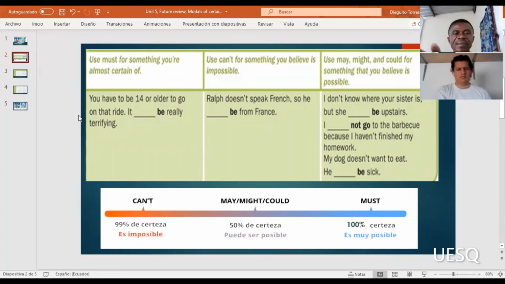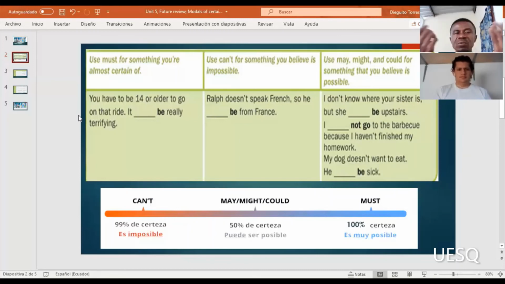We can also use modal verbs to talk about something you believe is impossible, or something you believe is very possible. So you can use any of them: could, might, may, should, would, or can. Some of them are very certain, others you are not very sure. If you use may, might, could, you are 50% sure, 60% sure. If you use can, you are 99% sure, almost certain. If you use must, you are very, very sure. So it must rain, it must happen.